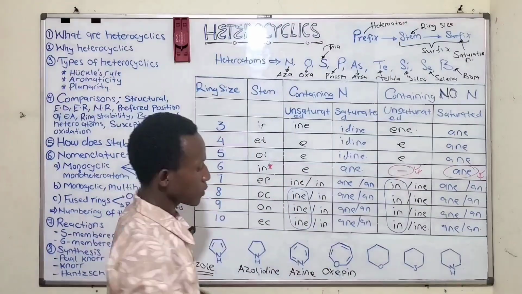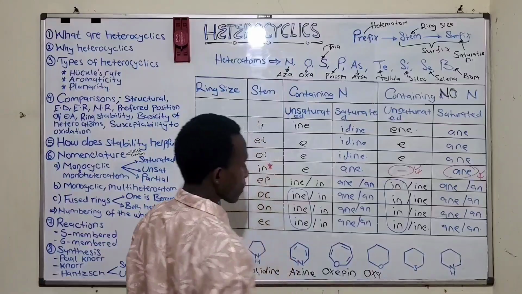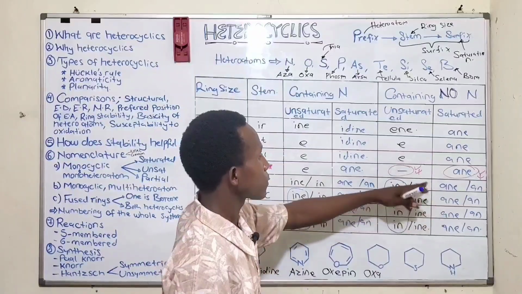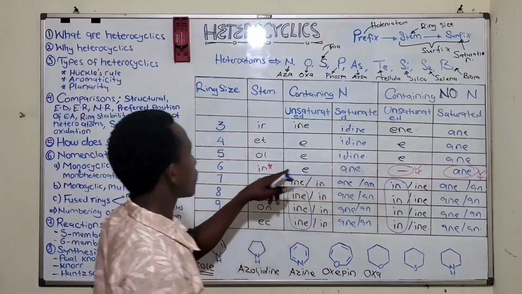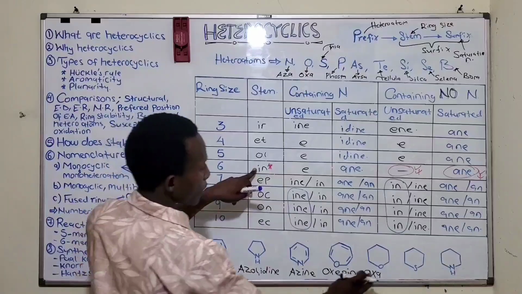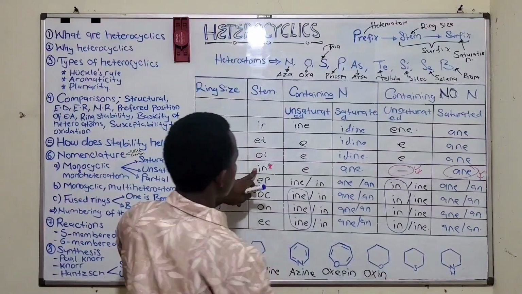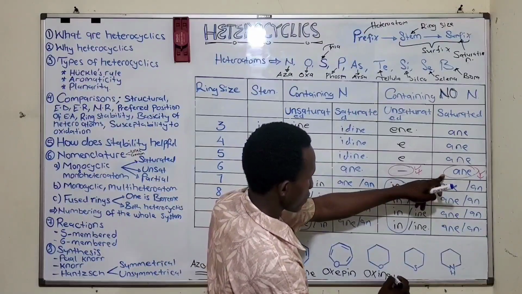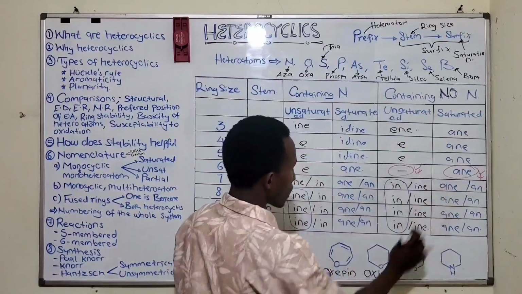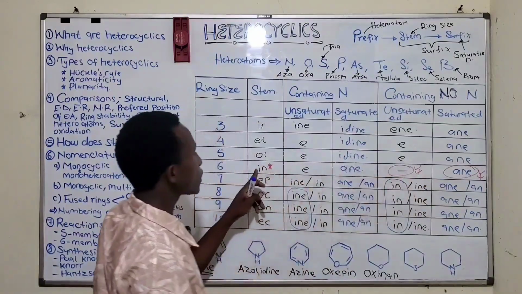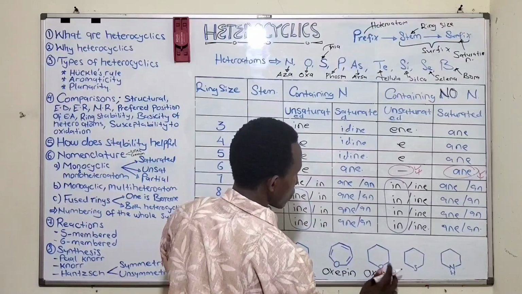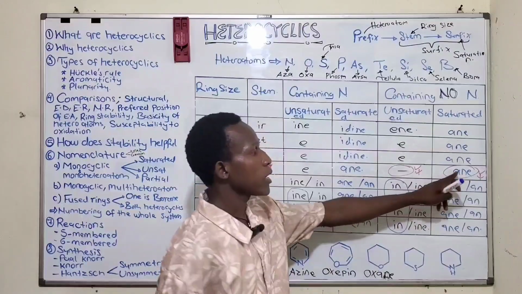We have this one. It is oxa, 6-membered with no nitrogen. So we are in this column here. And a stem, we have IN. So it is oxine. Then saturated. We say that for this one, we don't put IN. So it is oxane. Oxane. Just add ANE. You don't put this.